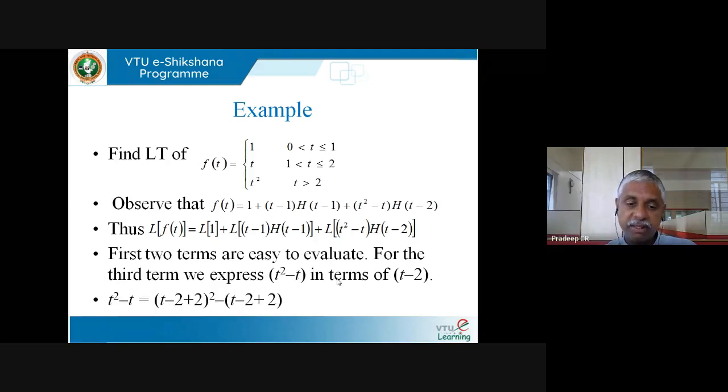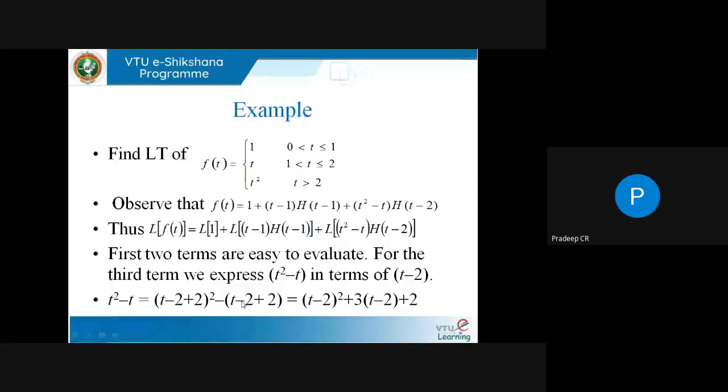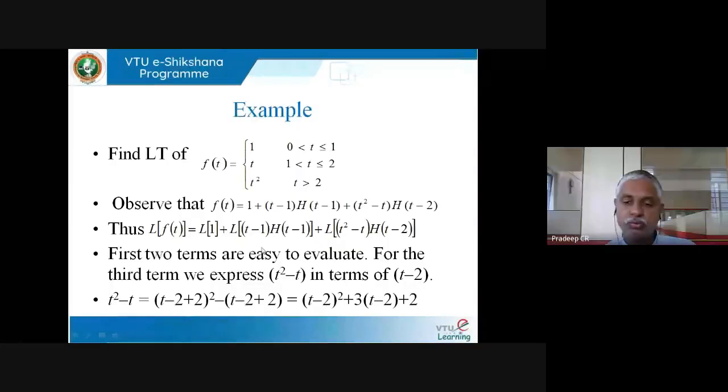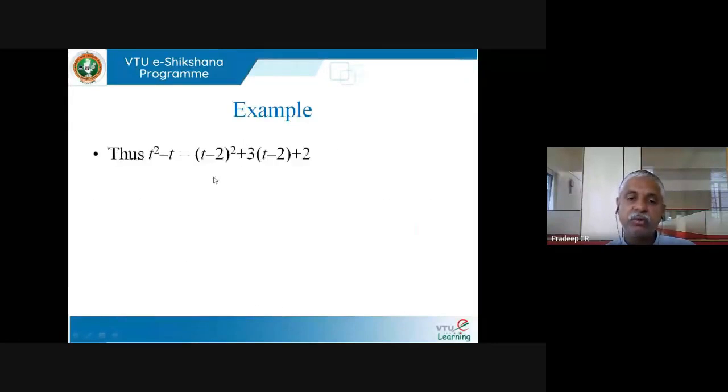So for t square minus t, I basically replace t by t minus 2 plus 2. So I'll get (t minus 2 plus 2) whole square minus (t minus 2 plus 2). Evaluate it and I get (t minus 2) whole square, then 4 times (t minus 2), minus (t minus 2). So I get 3 times (t minus 2), and here 4 minus 2. So t square minus t is nothing but (t minus 2) whole square plus 3(t minus 2) plus 2. This is how I write my bad looking function in terms of the way I want it.